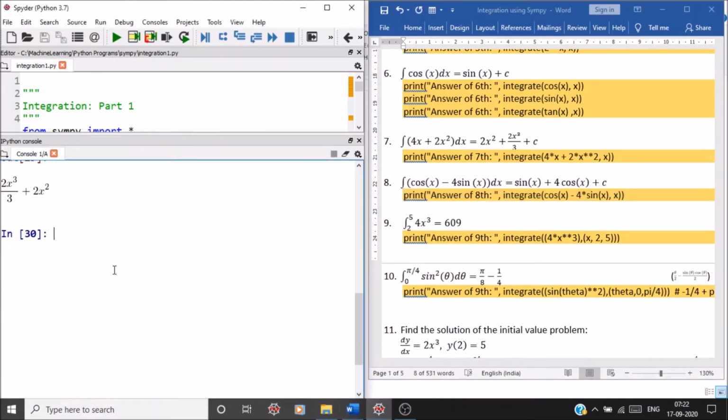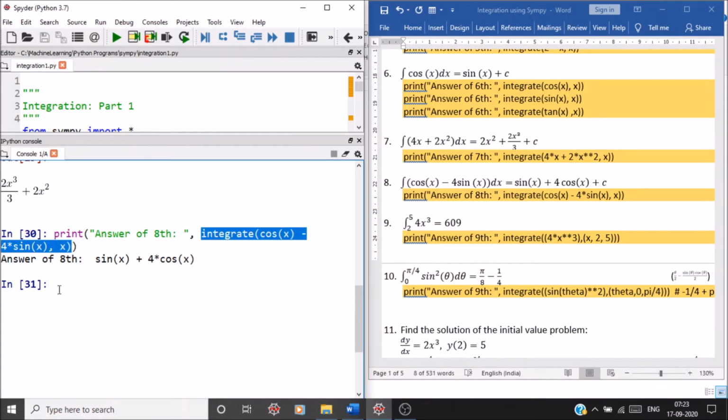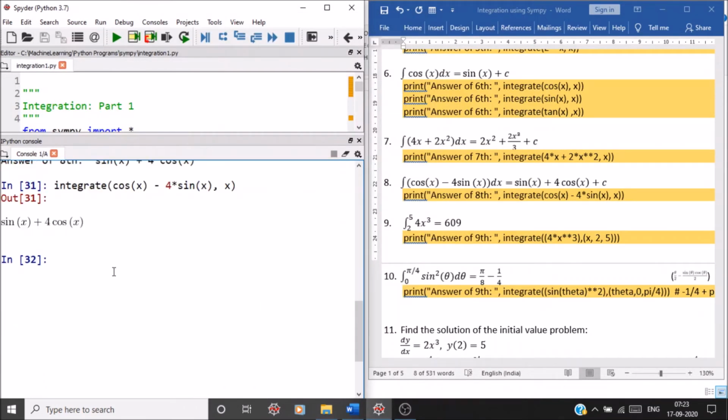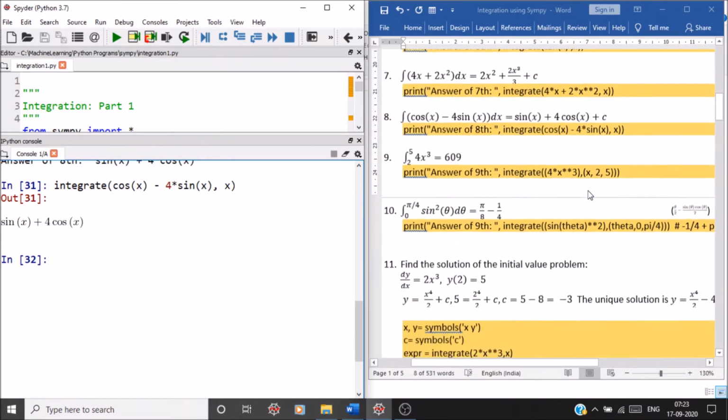You can see here, the answer is sin x plus 4 cos x. As you already know, if you execute only this particular part, we can get it in a mathematical format. So you can see the answer: sin x plus 4 cos x.